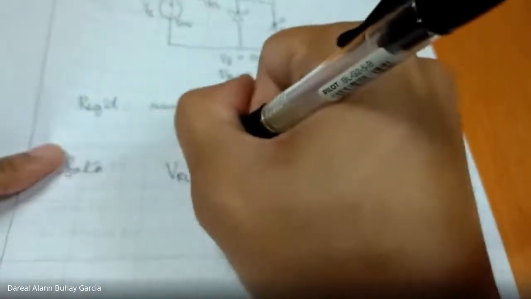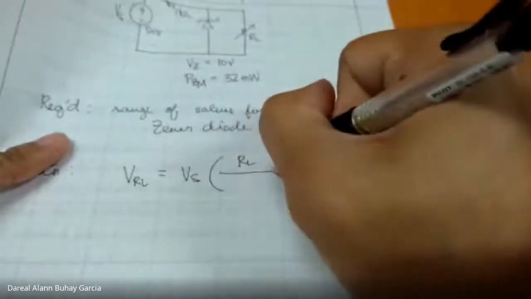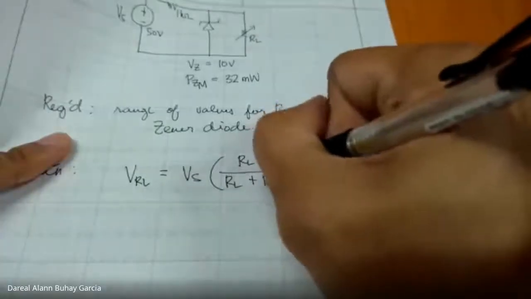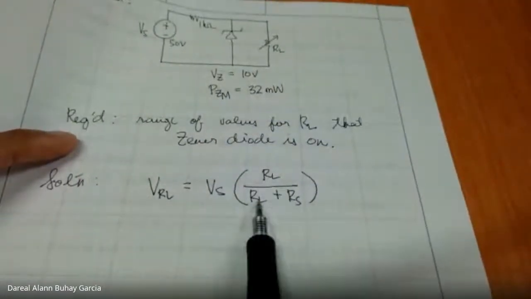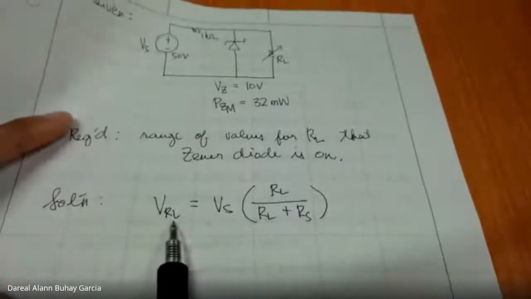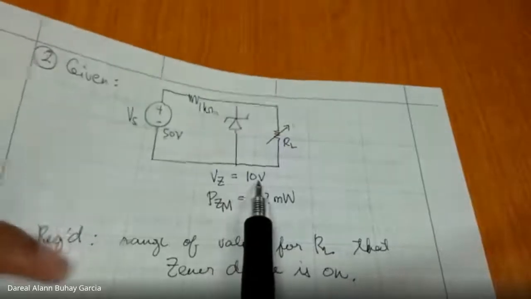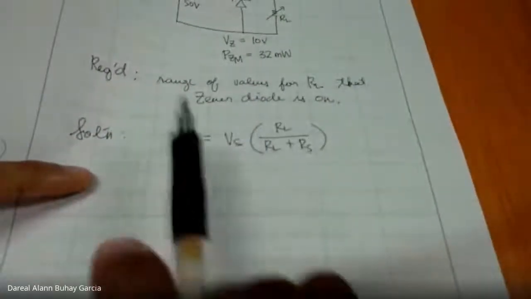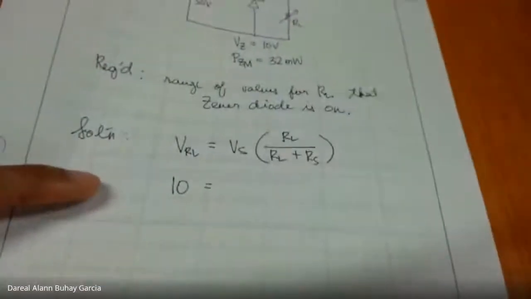So, VRL is supposed to follow that formula, our voltage divider: Vs times RL over RL plus RS. Or R2 over R2 plus R1, where R1 is the series resistor. Okay. So, what is VRL? Assuming the Zener diode is on, VZ is 10, so you could say that VRL should be 10, so that the Zener diode is on.